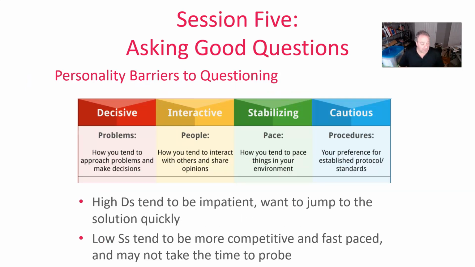Now, I have encountered, and this is where another value in taking the personality assessments, I have encountered that there are some personality barriers to being an effective questioner. So what I've done here is I've pulled up the DISC, which is one of the assessments as part of the DISC Plus, which focuses on behaviors. And this particular version of DISC uses 4 dimensions: decisive, interactive, stabilizing, and cautious.